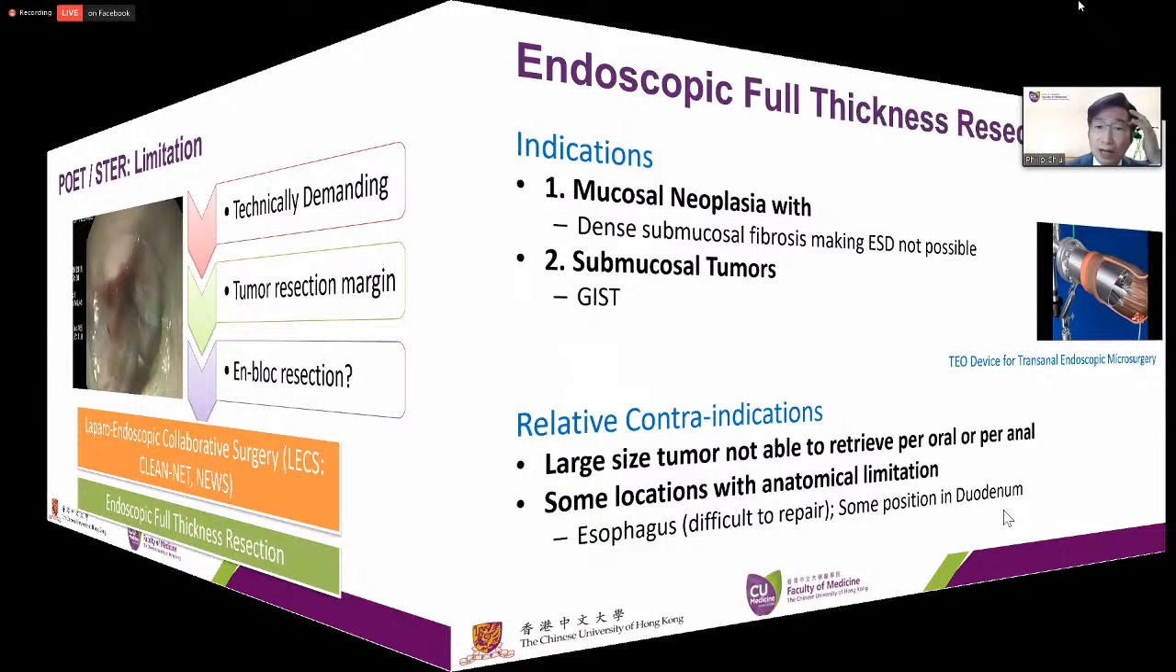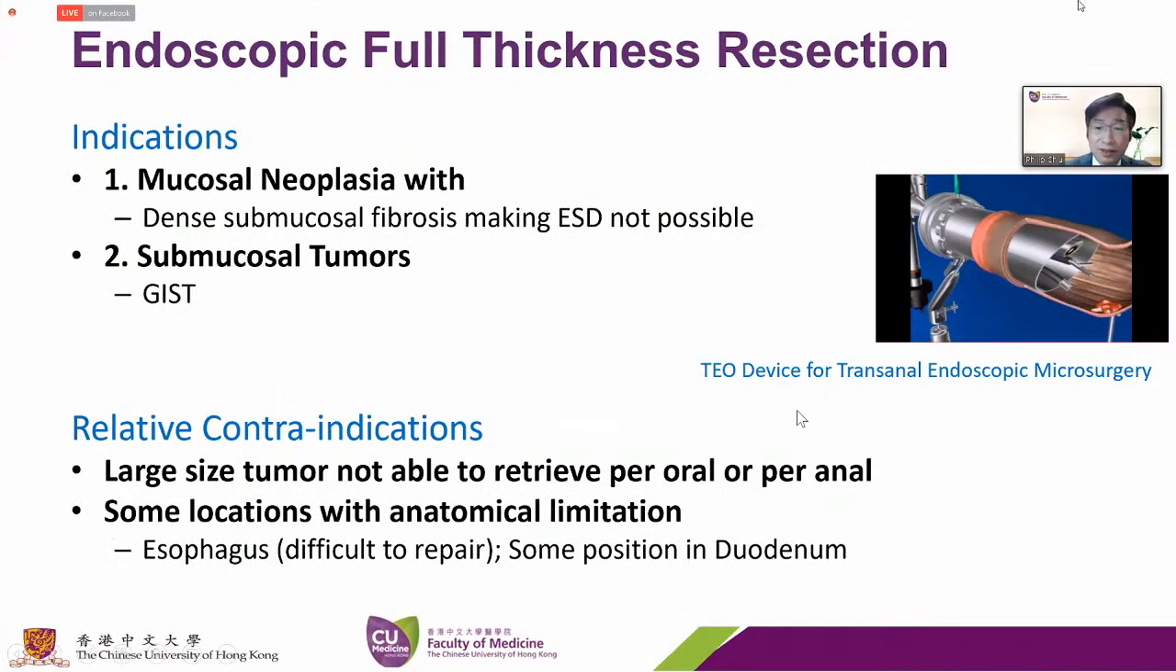So EFTR has been developed since the early 90s, with colorectal surgeons performing transanal endoscopic microsurgery with the TEO device. I think they are doing full thickness resection for early rectal cancer. The concept is to perform full thickness resection and afterwards suture the defect. I think currently it is indicated for mucosal neoplasia with dense submucosal fibrosis, making ESD not possible, and also for some submucosal tumors like GIST.